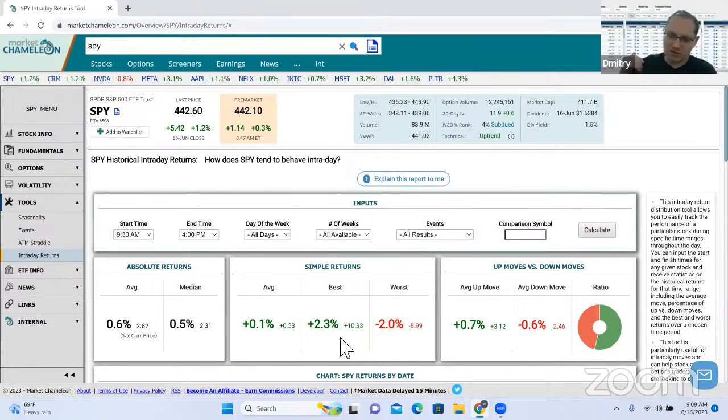So we have a couple takeaways here so far. The big move to the upside, the magnitude of the moves exceeded the moves to the downside, and the up moves were more frequent. So here, the average of all the up moves, 0.7%, which would translate to $3.12. Down moves averaged 0.6%, which would translate to a dollar move of $2.46.